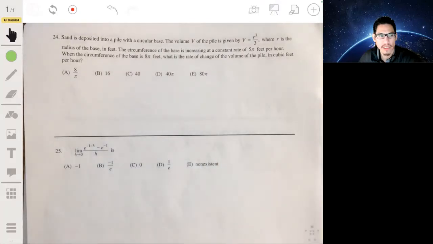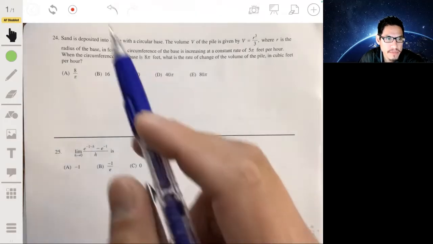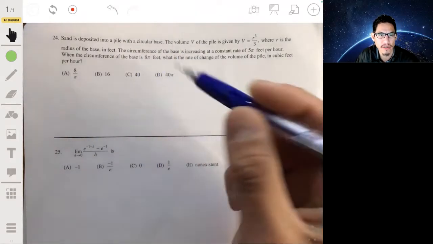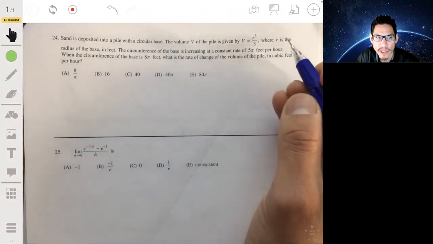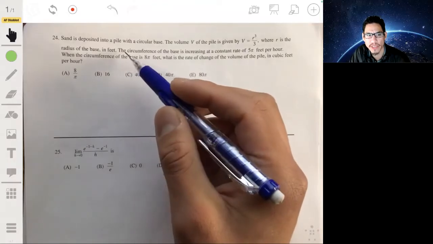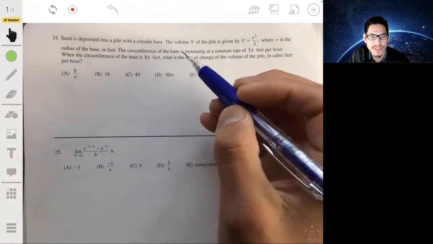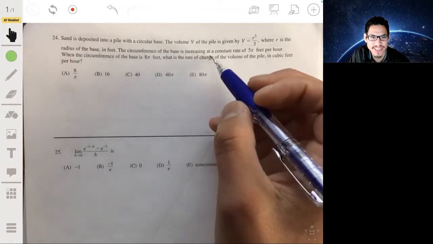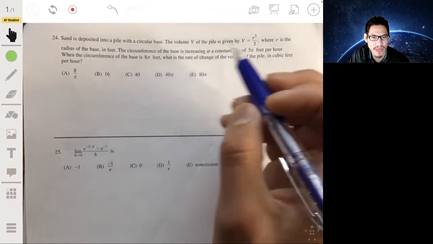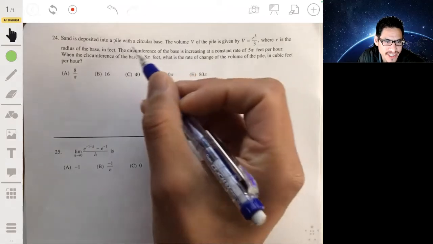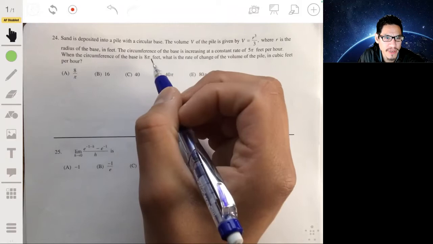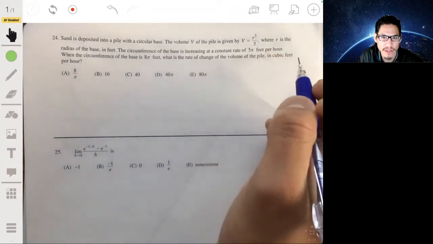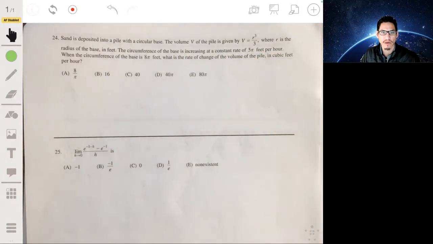All right, so here we got sand is deposited into a pile with a circular base. The volume of the pile is given by V equals R cubed over 3, where R is the radius of the base in feet. The circumference of the base is increasing at a constant rate of 5 pi feet per hour. When the circumference of the base is 8 pi feet, what is the rate of change of the volume of the pile in cubic feet per hour? Okay, so this is a related rates problem, as you probably figured.